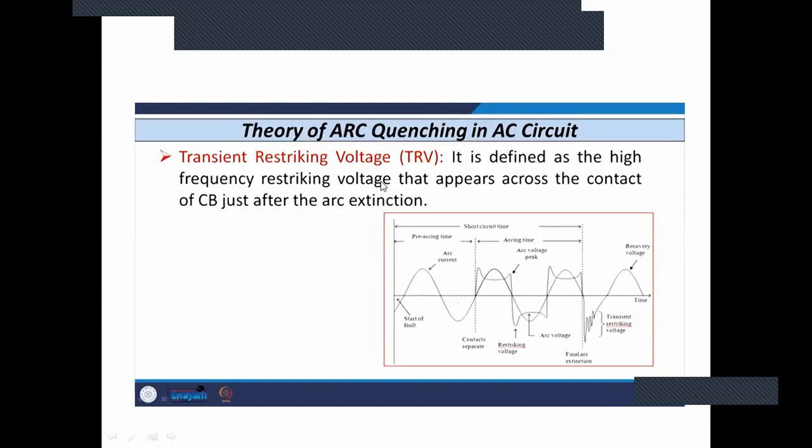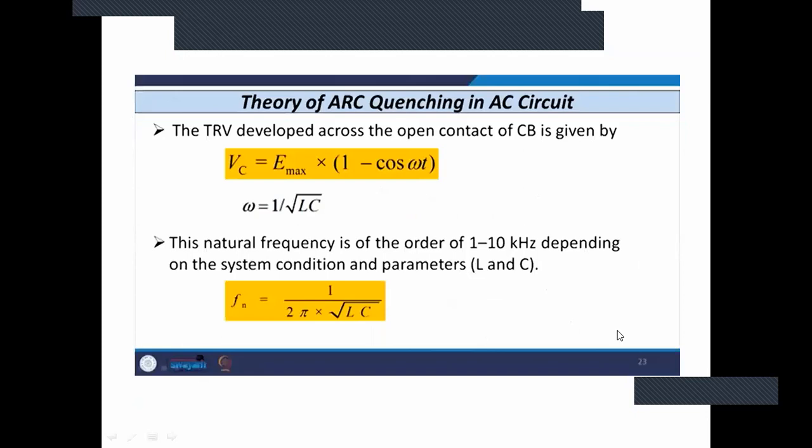The transient restriking voltage, TRV. It is defined as the high frequency restriking voltage that appears across the contacts of the circuit breaker just after the arc extinction. Here the arc is extinguished, so now this type of transient restriking voltage occurs.